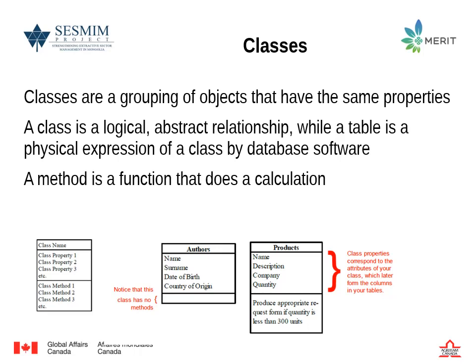And so you call this theme, this topic that is covered by a table, a class. So a class is a collection of objects with the same attributes, all of which will be found in a table. So it's just another term that we use, really. A class is a logical, abstract relationship, while a table is a physical expression of that class through the database software that you're using. And a method is a function that can do a calculation on that table or that class.